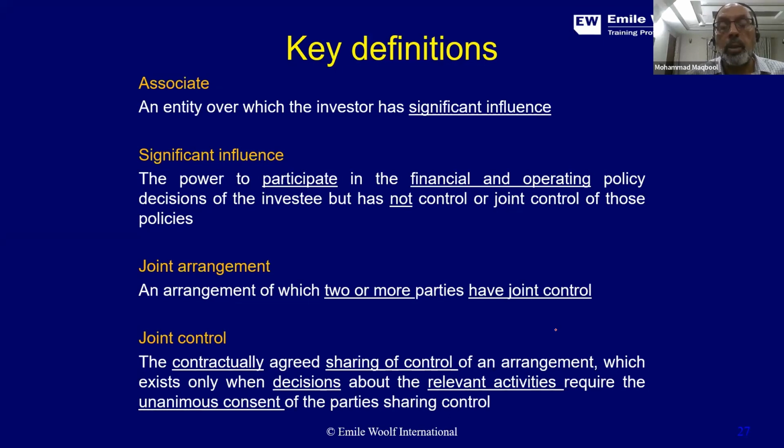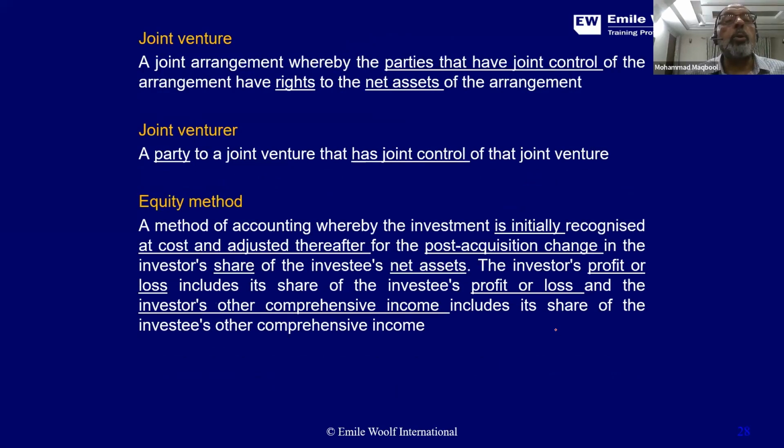Under the contractual term, they have decided that the consent of both would be there, and this is called joint control. Okay, so joint arrangement is where two or more parties have a joint control, and joint control means no unilateral action. So this is a joint venture, which means where the investor has the right to the net investment of the arrangement. It's a very important right to net investment.